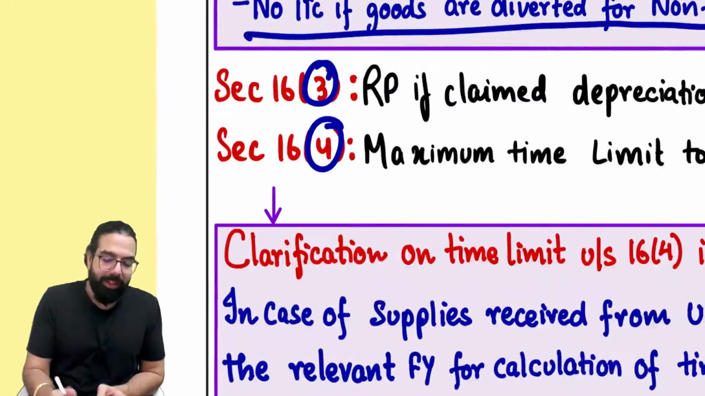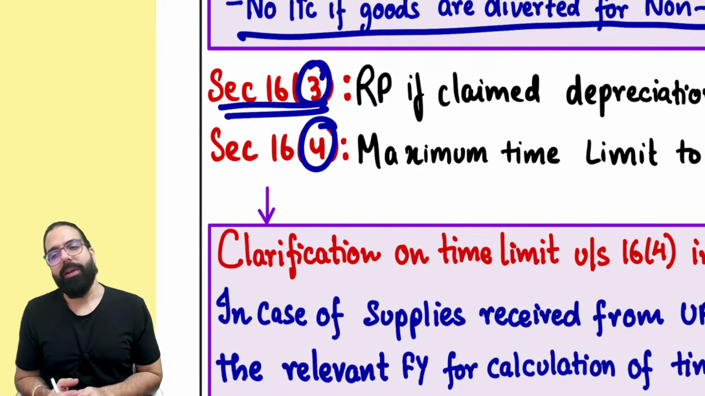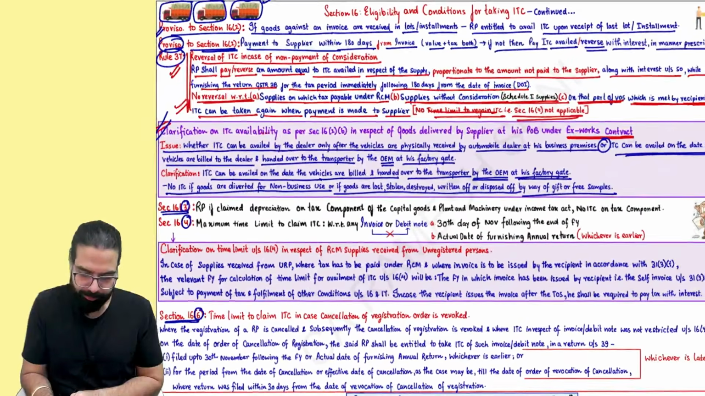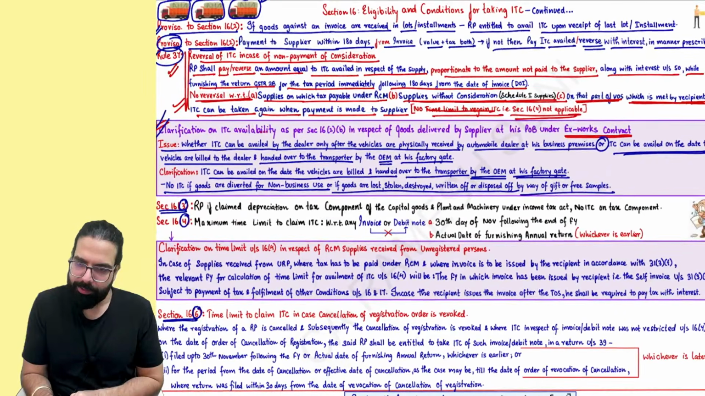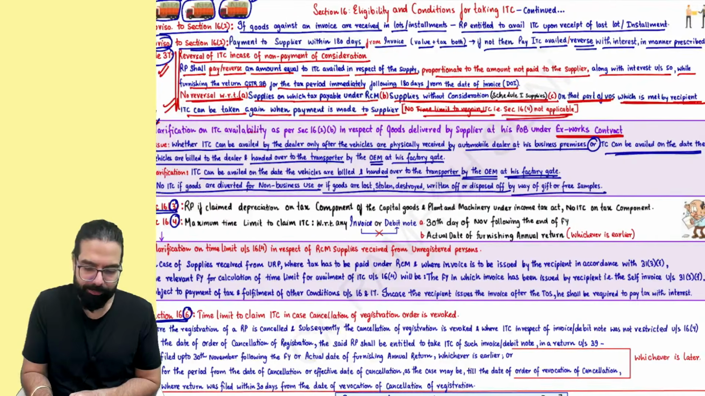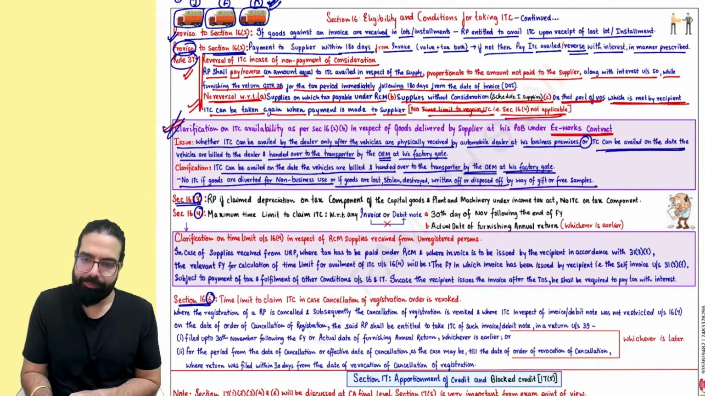Section number 16(3) goes ahead and says, if you go ahead and take, everyone, sir, please show. Okay, you want to see this? See, quickly. No problem. Please see. Okay?